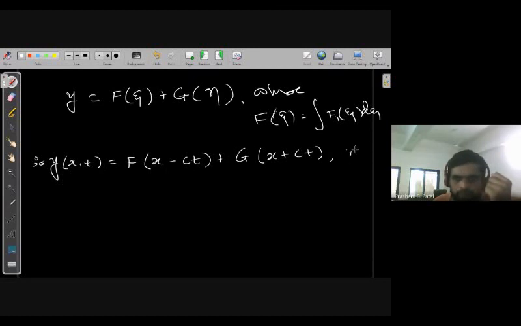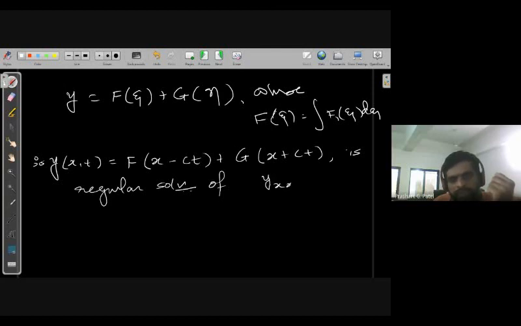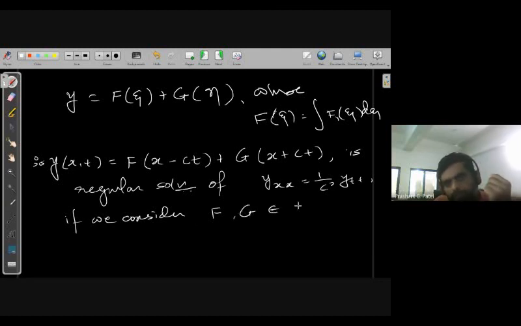is the regular solution of the equation yxx is equal to 1 by c square ytt, if we consider capital F and capital G belong to C2. The C2 is the set of all 2 times differentiable functions. So that's why it is called the regular solution.